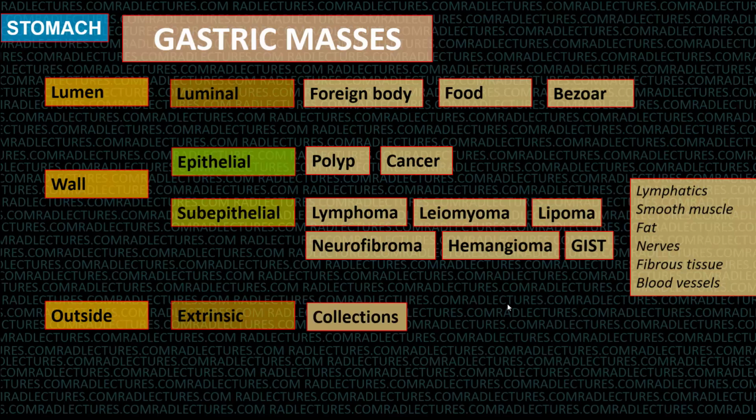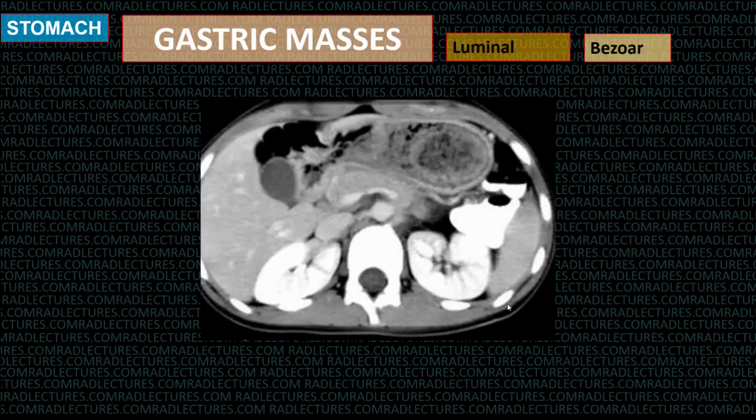Extrinsically, things that can affect the stomach are collections, particularly lesser sac collections, like a pseudocyst that occurs in the lesser sac in a patient with pancreatitis. Tumors and organomegaly outside the stomach can also cause mass-like extrinsic filling defects or extrinsic impressions.